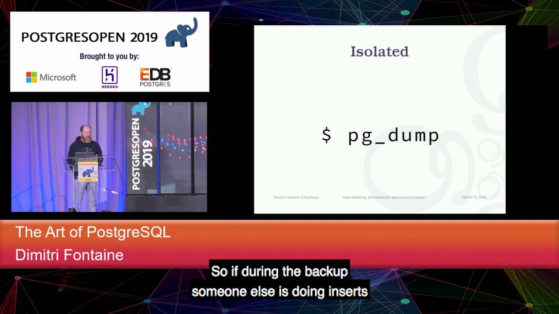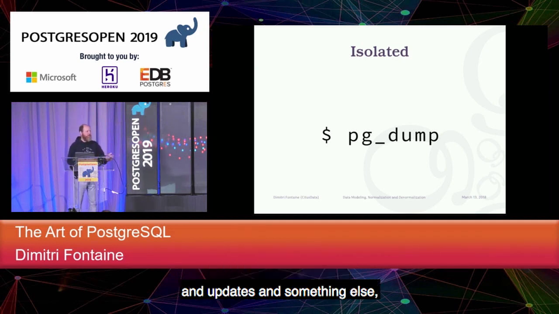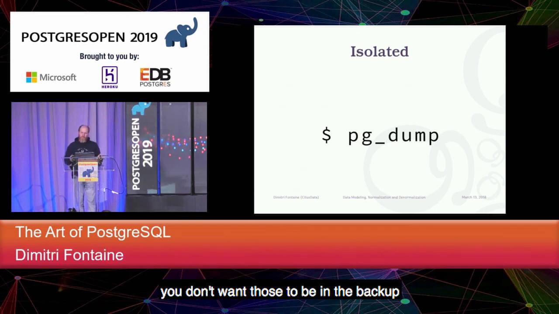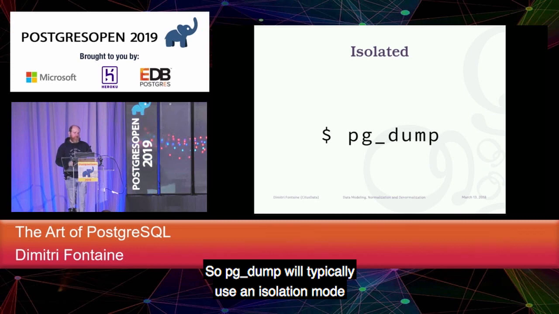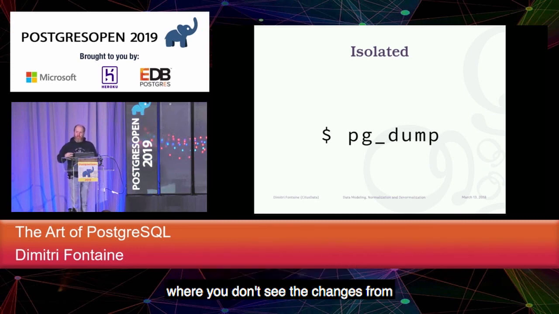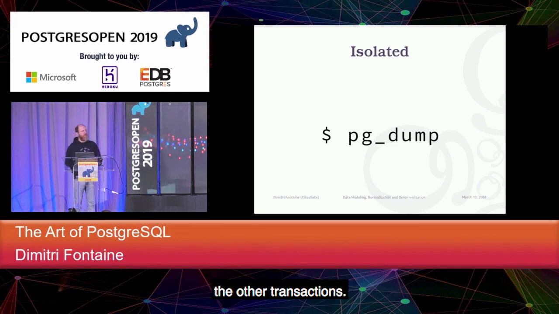So if during the backup, someone else is doing inserts and updates and something else, you don't want those to be in the backup because you want something consistent. You want a snapshot that doesn't move. You don't want to see everything that's new. So pg_dump will typically use an isolation mode where you don't see the changes from the other transactions.